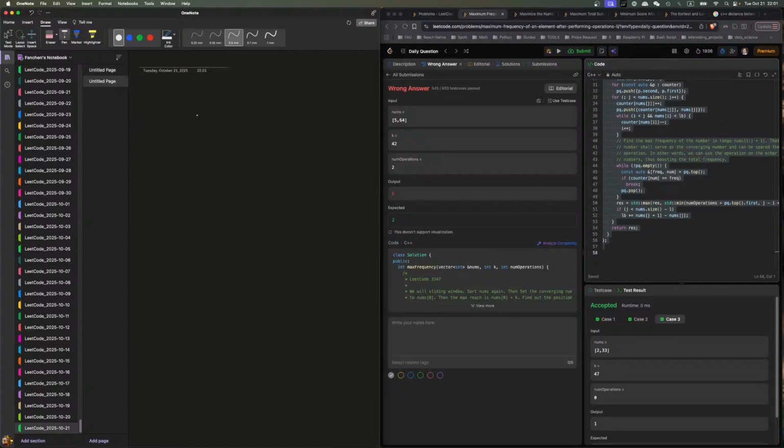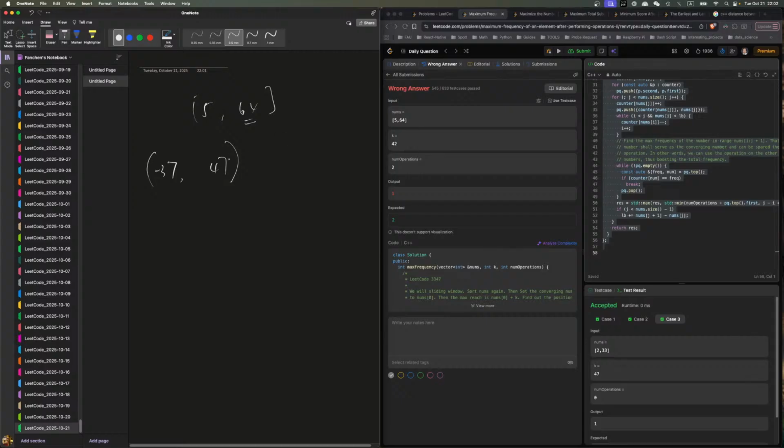So what we have is 5 and 64. The first convergent number is 5, which gives me the range. The left bound is 37, and the right bound is 47. So this is my initial left bound and right bound. So now when we shift to the next one, we need to know the next right bound. The next right bound should be the next value minus 42.